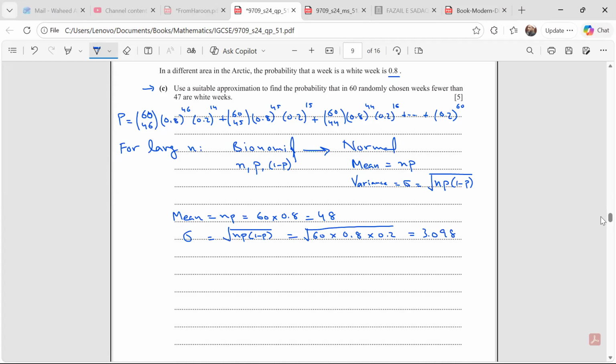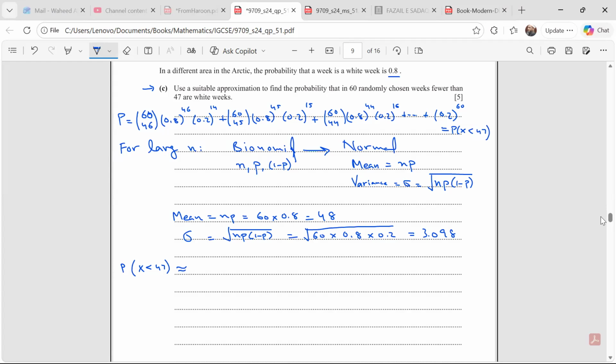Now I want to calculate the probability that X is less than 47. Basically, this is what I'm trying to calculate, the probability that X is less than 47, and X is the number of weeks which are white. Now I will approximate it with a normal distribution with these parameters.